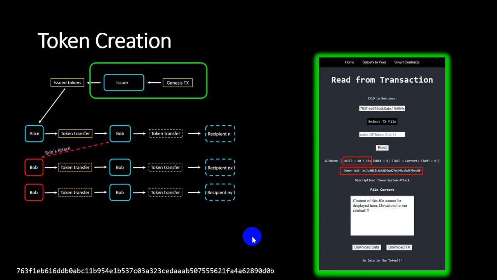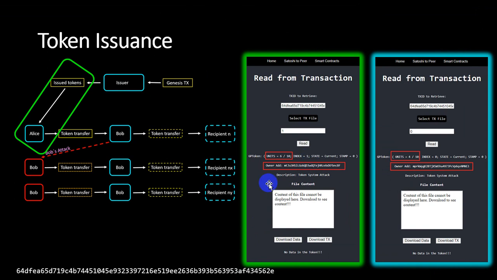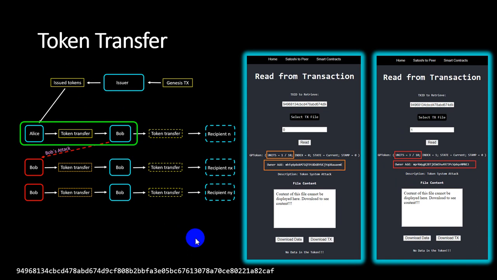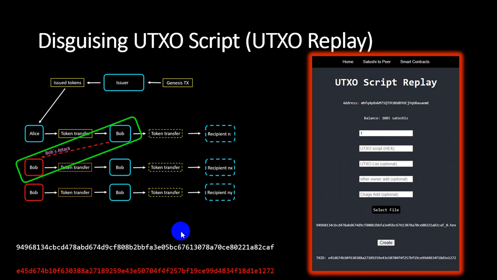And now we will transfer some units to Alice. Now the issuer put in circulation 4 units to Alice, and now Alice transfers 1 unit to Bob. Alice now has 3 units and Bob has 1 unit. Bob will now create a disguised UTXO of his token. He has control over that token, so he can create that.